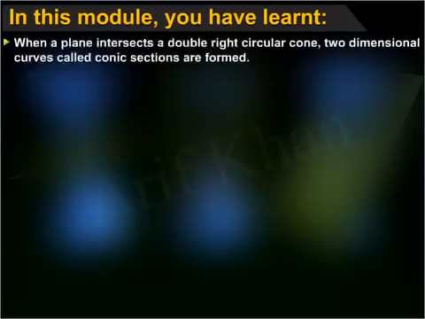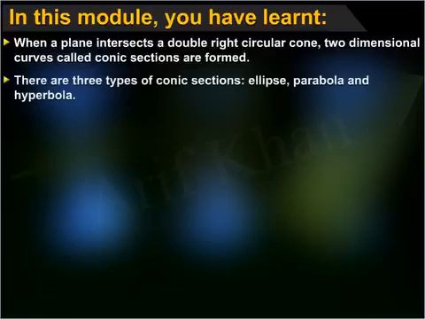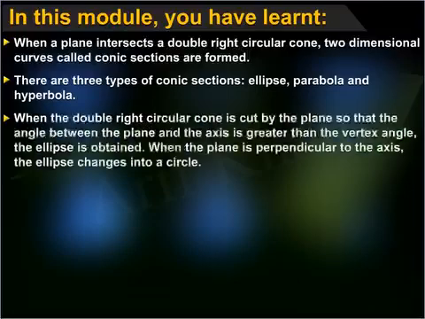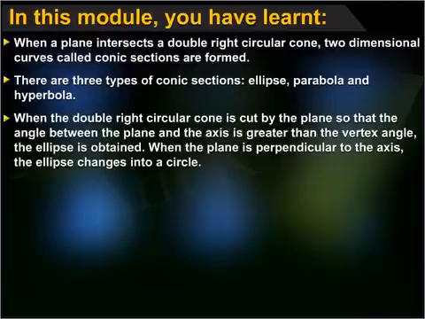In this module, you have learned that when a plane intersects a double right circular cone, two-dimensional curves called conic sections are formed. There are three types of conic sections: ellipse, parabola, and hyperbola. When the double right circular cone is cut by the plane so that the angle between the plane and the axis is greater than the vertex angle, the ellipse is obtained. When the plane is perpendicular to the axis, the ellipse changes into a circle.